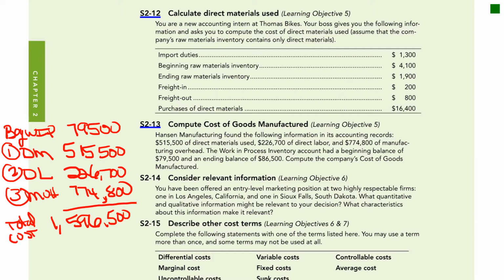Okay, and then at that point, you're going to subtract out your ending WIP. Your ending work in process, they told you, was 86,500. So when you subtract that out, the difference is what you made. You're going to get $1,510,000. So that's your cost of goods manufactured on S2-13.